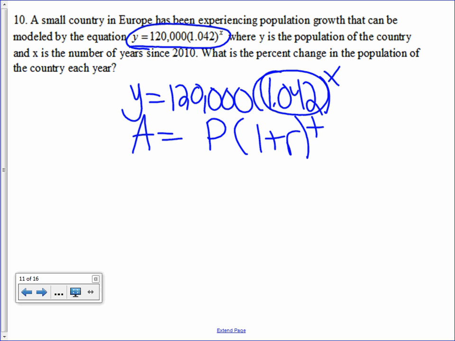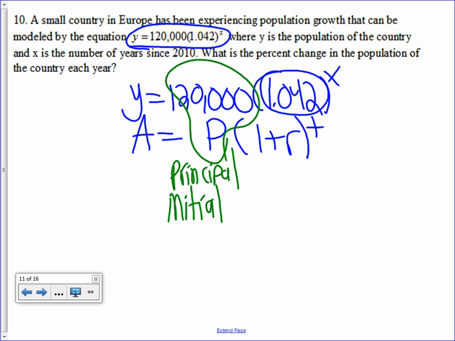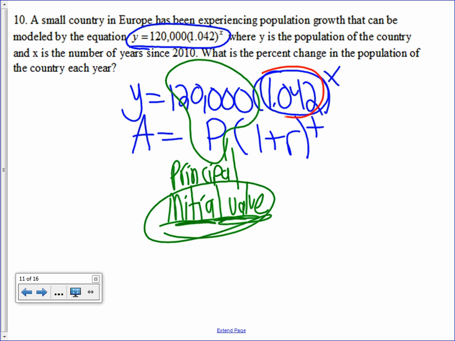Now, here's what you need to know. P, what's in front of the parentheses, is your principal, which is your initial value. It's super, super, super important. You understand that the number in front of the parentheses is your initial value or your starting value. Now, this value inside the parentheses is a little bit more complicated. It's 1 plus or 1 minus the rate. So what's being added to 1?